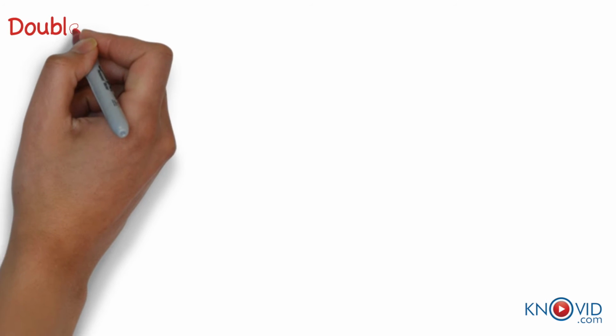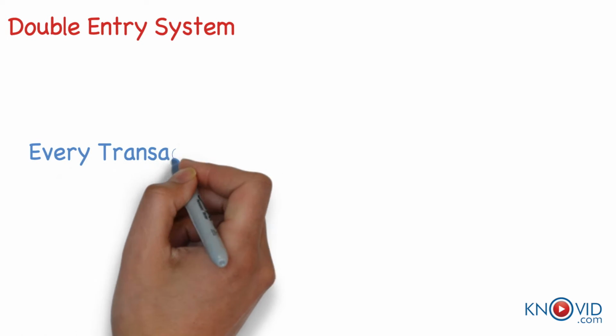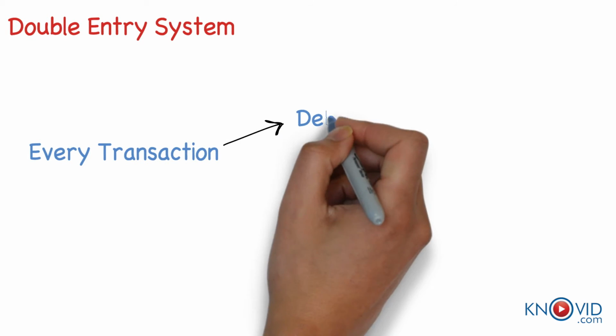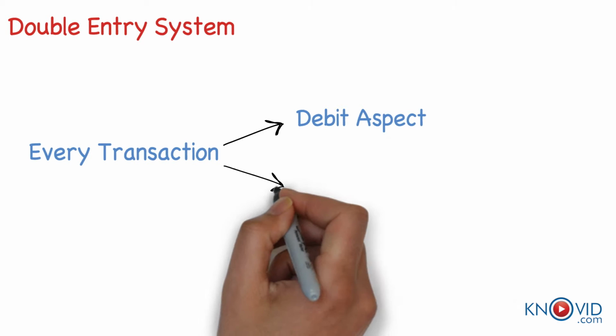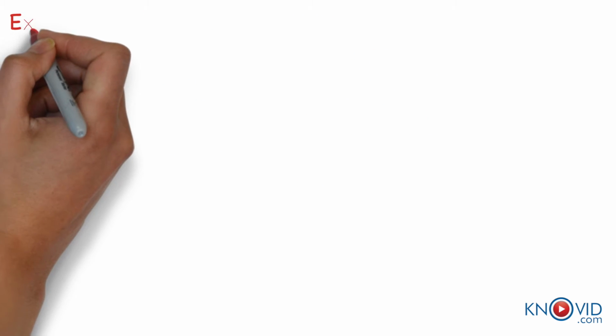Double entry system is the extension of dual aspect concept. As we saw earlier, a business has numerous transactions. Every transaction has two aspects, a debit aspect and a credit aspect. Let's understand the two aspects with an example.